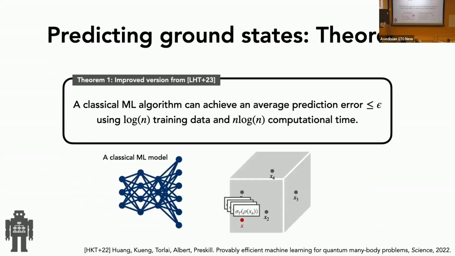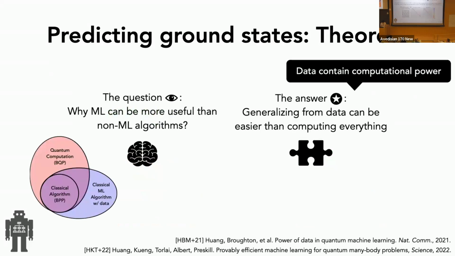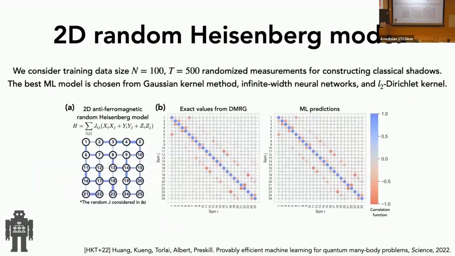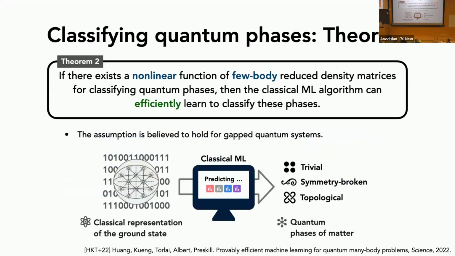Okay, so now let's jump back, and due to time constraint, I'll skip some of the numerical experiments. TLDR, it just says, oh, ML works well. And also, there's another related theorem that I briefly talked about earlier.